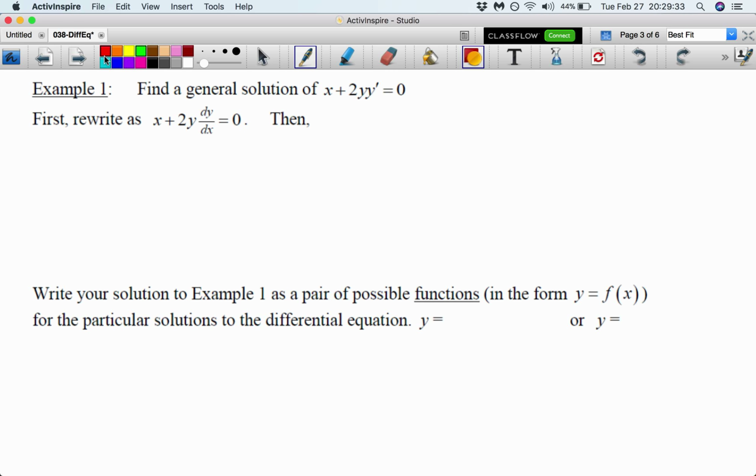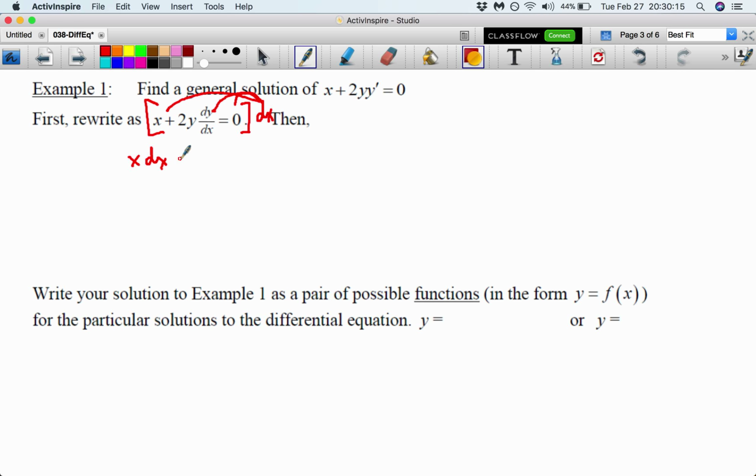So, find a general solution of this differential equation. Again, I hope it's clear to you that this is a differential equation because y prime is a derivative and it's in this equation. The first step is already done for us. They already rewrote y prime as dy dx. So we're going to multiply both sides by dx. And again, when I'm saying both sides, we're multiplying everybody. It's kind of like distribution, to everybody. So x times dx.